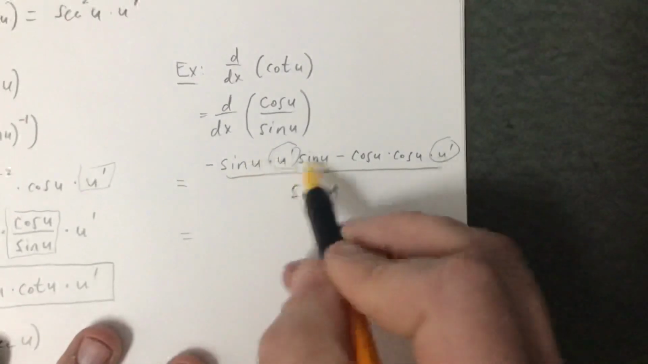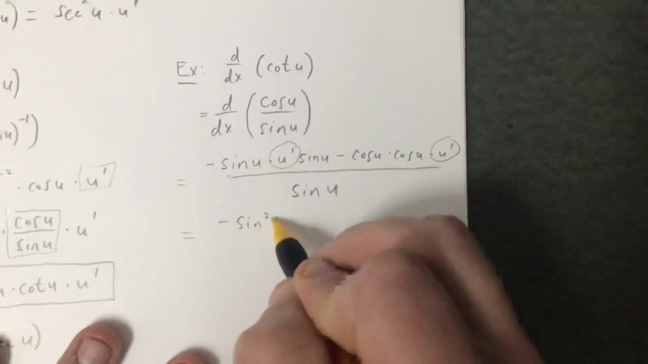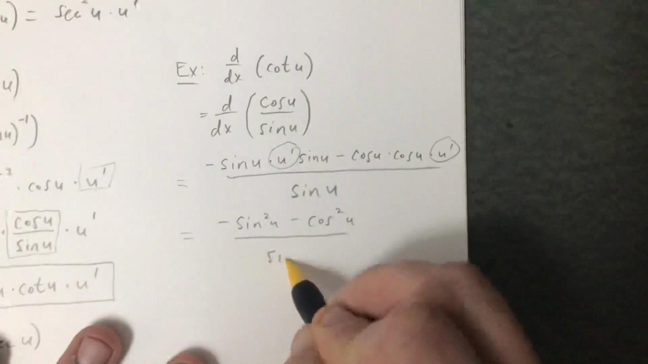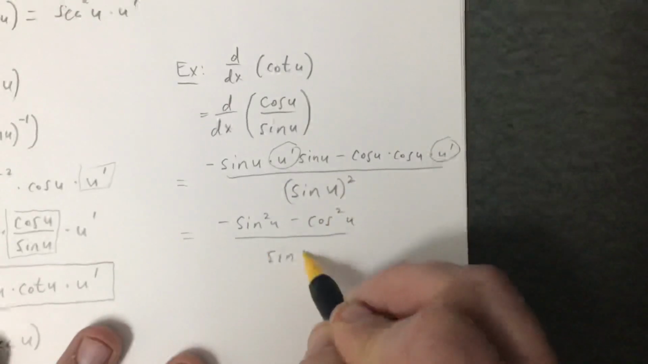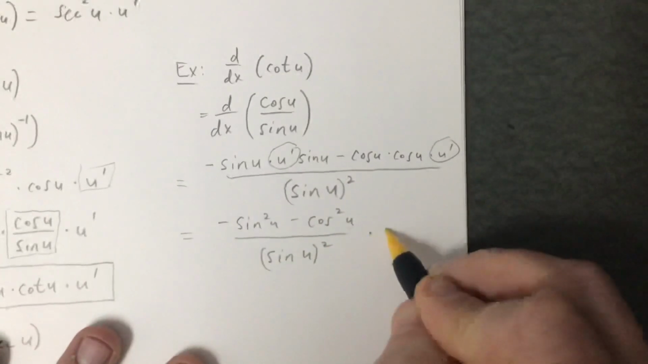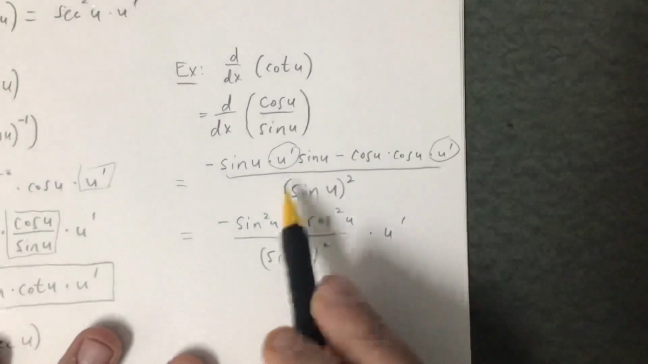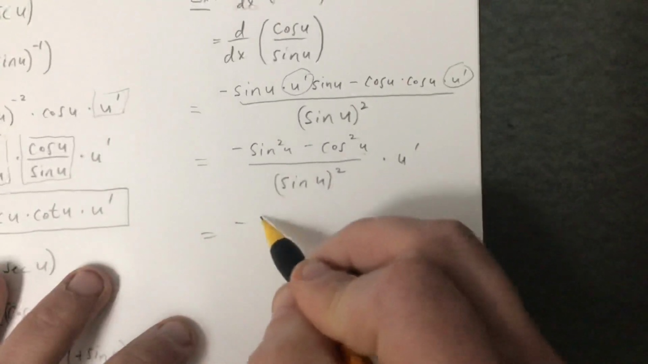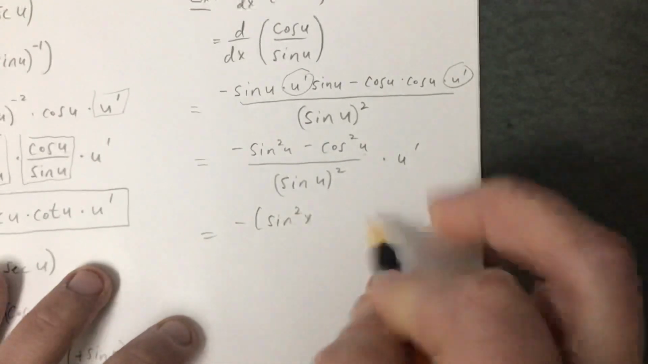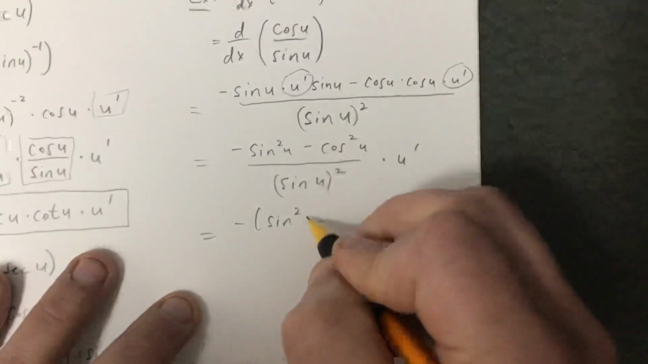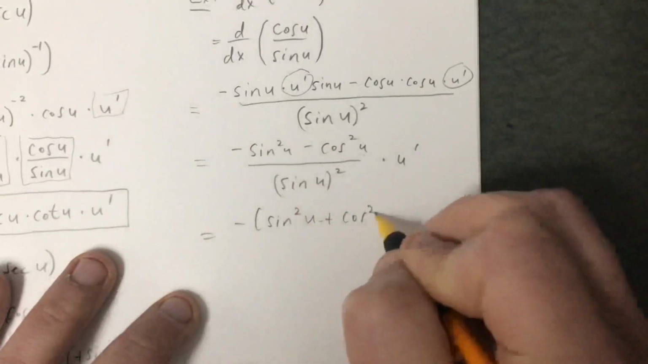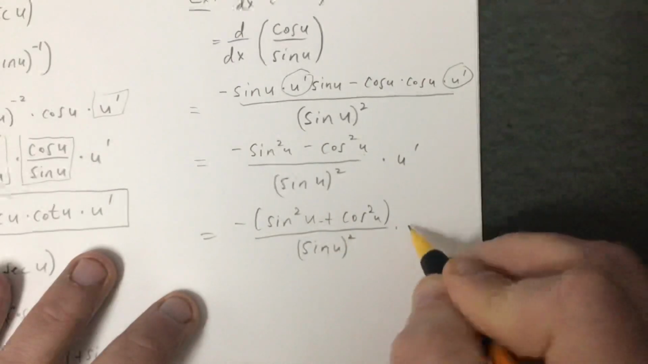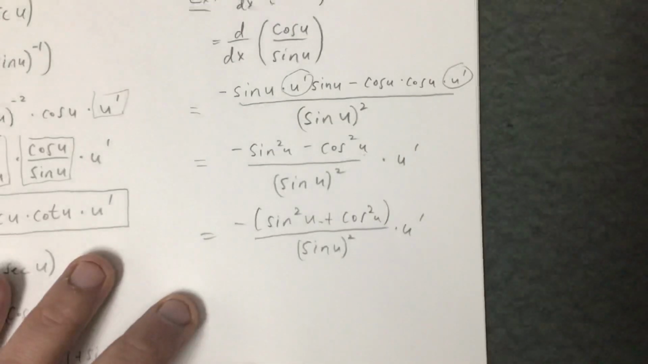I also noticed that this is sine times sine, so this would be negative sine squared u minus cosine squared u all over sine u squared. And then I said I was going to take out that u prime from each of these and just put it outside. And then I can take a negative out of the top here, which is going to give me sine squared u plus cosine squared u all over sine u squared. I still have this times u prime.